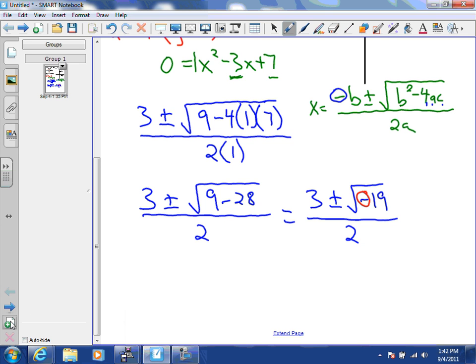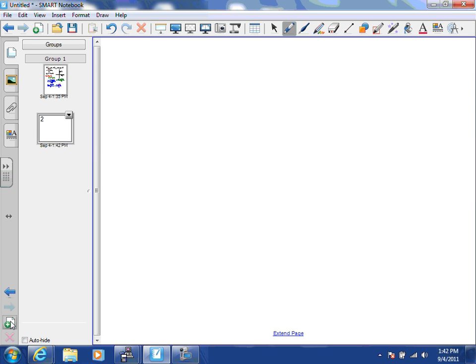So let's do another problem, and I will do one that has at least one real solution. Let's say we're going to find the x-intercepts for the equation y equals x squared plus 6x minus 20. Let me make sure this works. I believe this one will have some real solutions for us.